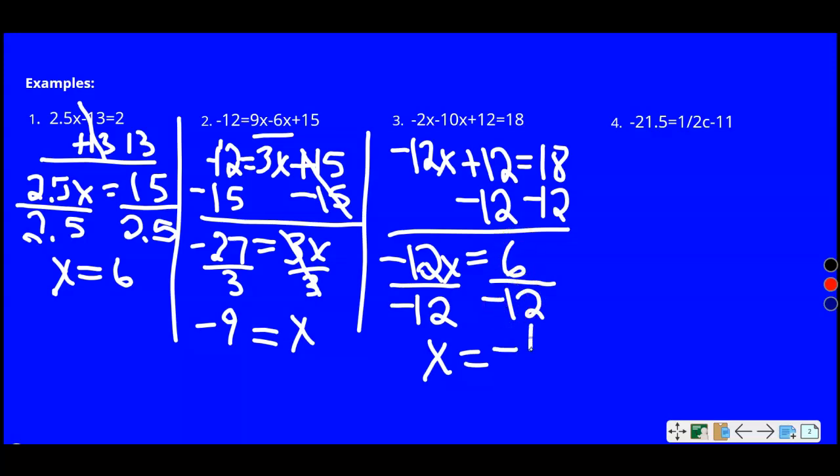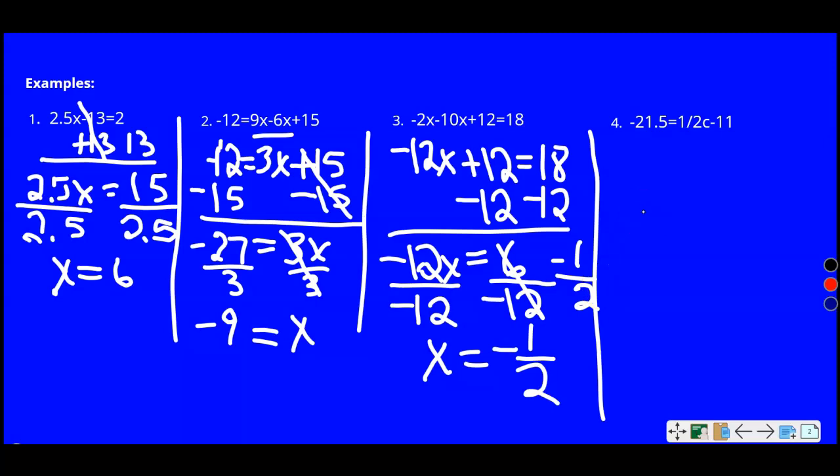The smaller number is on top. Reduce both by 6. 6 goes into 6 one time. 6 goes into 12 two times. So that reduces to negative 1/2 there. A lot of times students get confused and they know that it reduces, but they'll reduce it to negative 2 instead of negative 1/2. Remember, if the number in the numerator is smaller than the denominator, then it's going to reduce to a fraction.